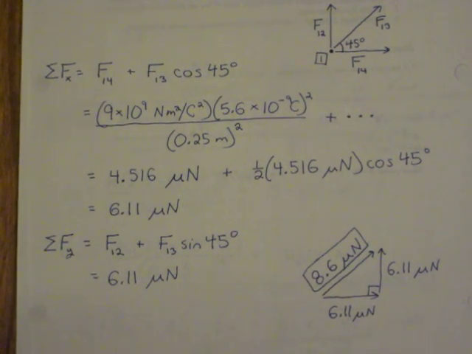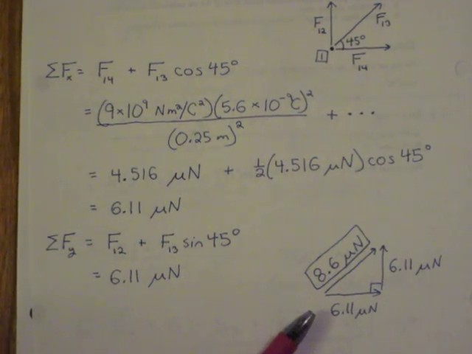So the final diagram I have here is that the sum of the x components is 6.11 micronewtons, the sum of the y components is 6.11 micronewtons, and so that gives a hypotenuse. The net force is 8.6 micronewtons at a 45-degree angle. So charge 1 is being pushed away from the center of the square with a force of 8.6 micronewtons. And because of the symmetry of the problem, we can also say that all of the charges are being pushed away with a force of 8.6 micronewtons.